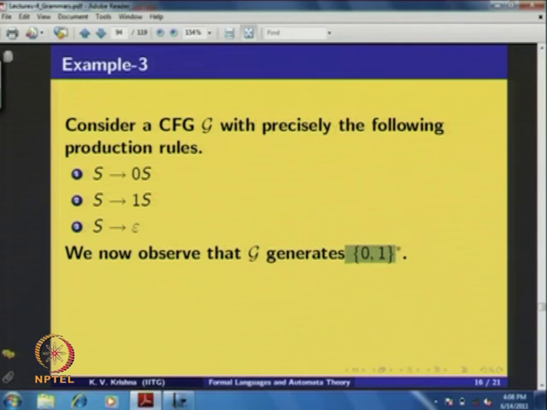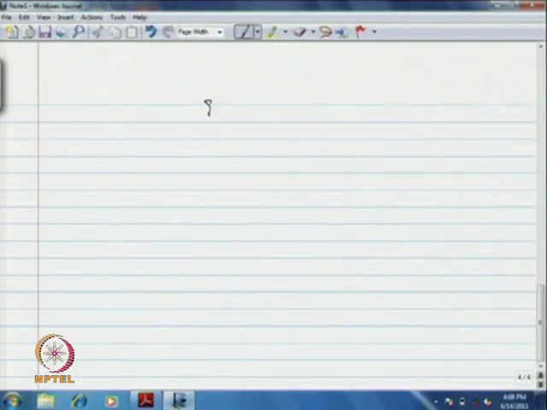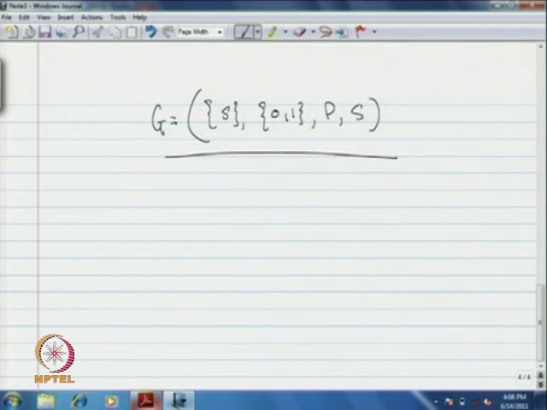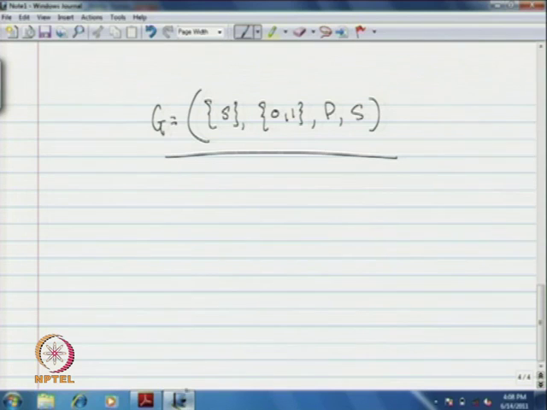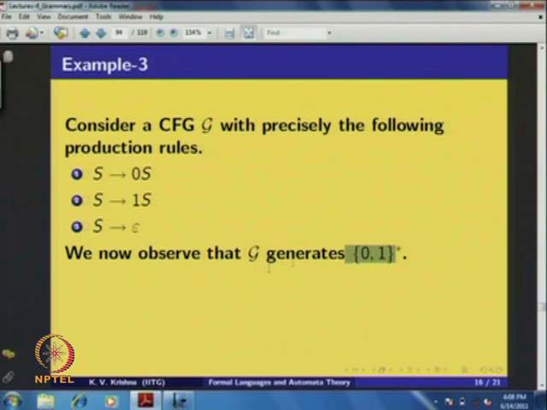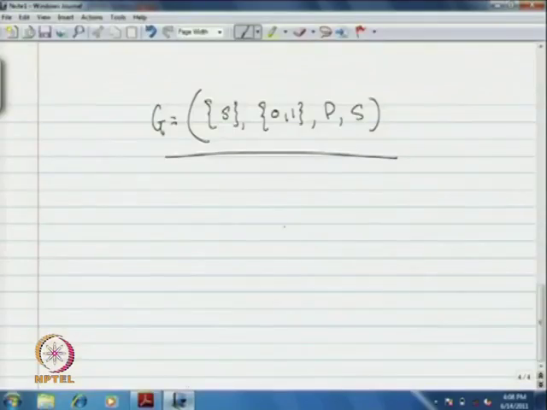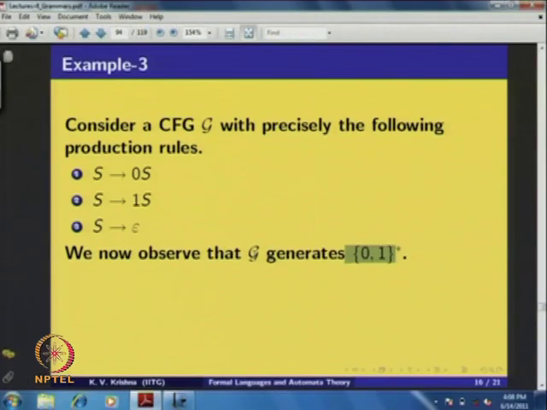In this context, you have again only one non-terminal symbol, the terminal symbols are 0 and 1, the production rules are stated and the start symbol S you consider, and thus the quadruple G is this in the present context. And if I call the grammar G, we observe that the grammar G generates sigma star. Here sigma is 0 1. So, all the strings over sigma can be generated using this.